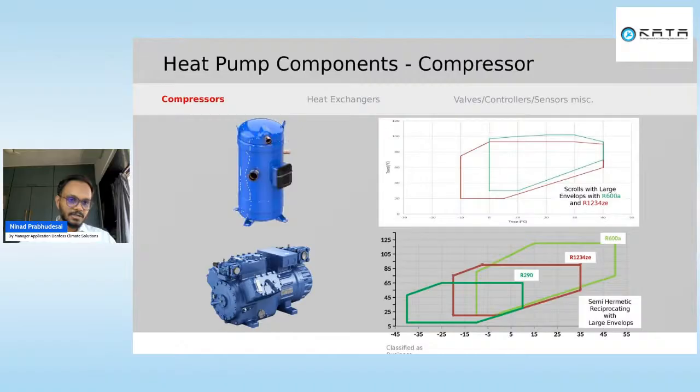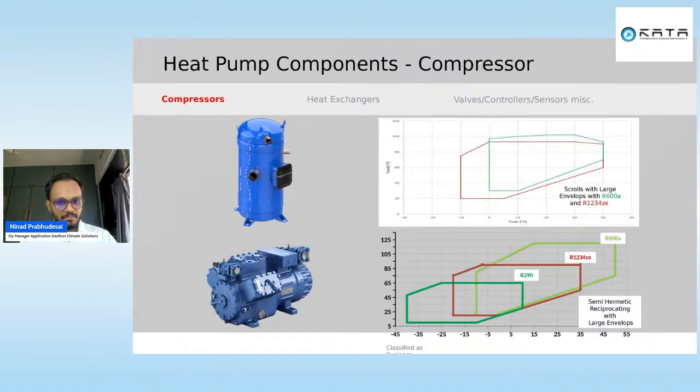Then, as I said, the envelopes of the compressors. These are working envelopes of the compressor, which are getting extended day by day, considering the temperature requirements from the market. There are gases like R600A or R1234ZE, which are being qualified into the scroll compressors, where you can achieve around 100 degrees or 90 degrees of water temperature very comfortably.